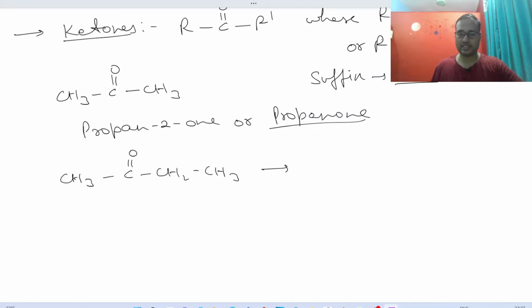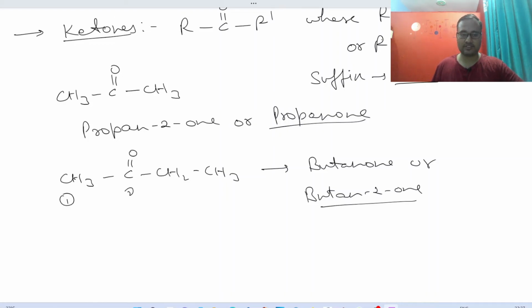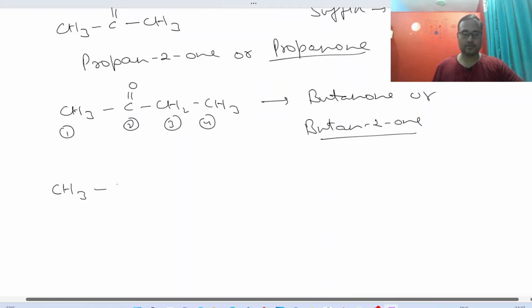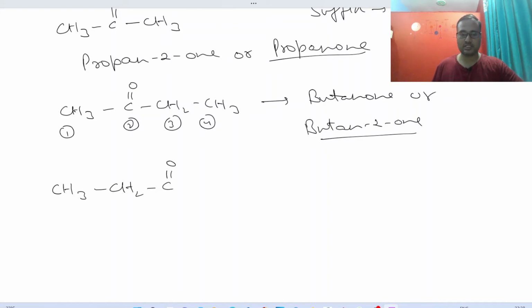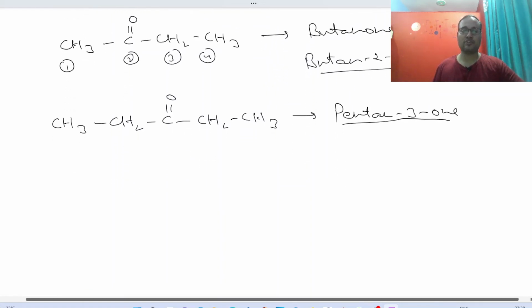For this compound it can be written as butanone or butan-2-one, and in that case we have to start the numbering from the left hand side, 1, 2, 3 and 4. But for compounds like this, which doesn't have the ketonic group on the second carbon atom, in that case we have to specify the name as pentan-3-one, because this can have the ketonic group either on the second carbon or at the third carbon. So in that case we need to specify its position. So this is how we can name the ketones.